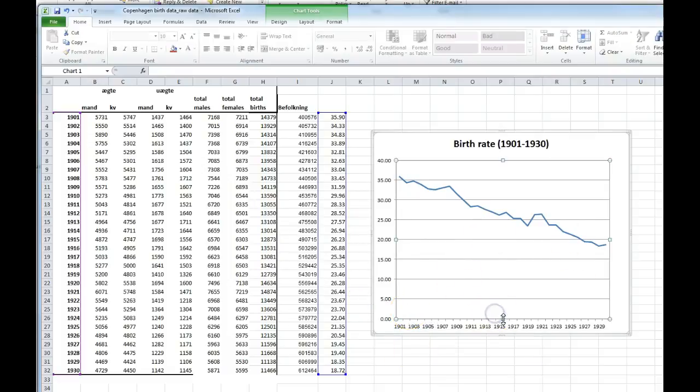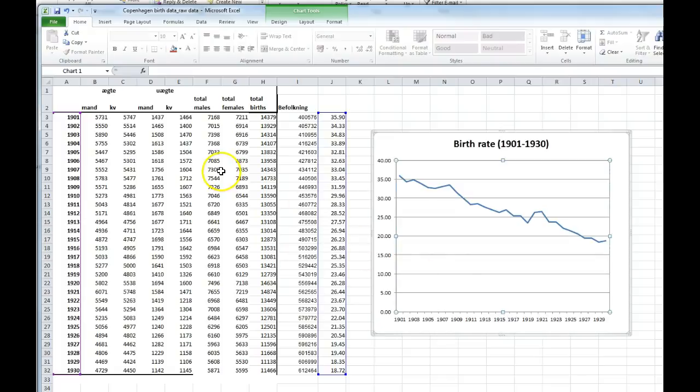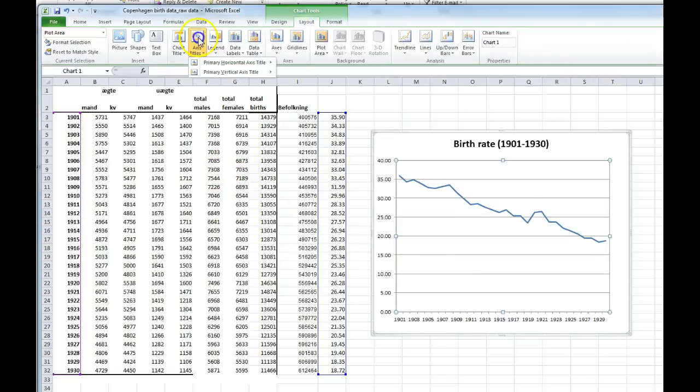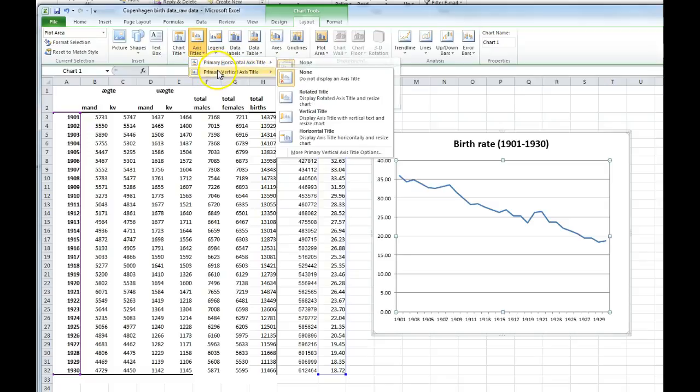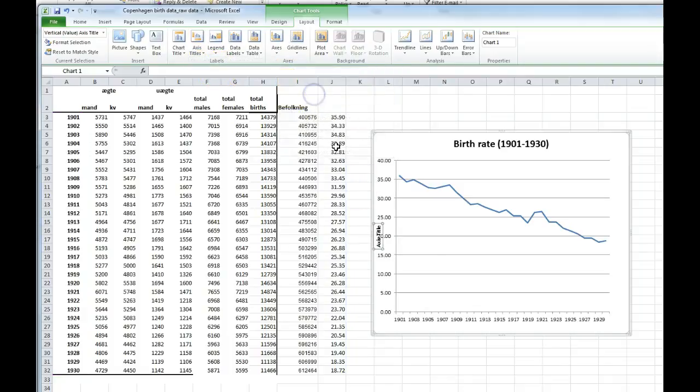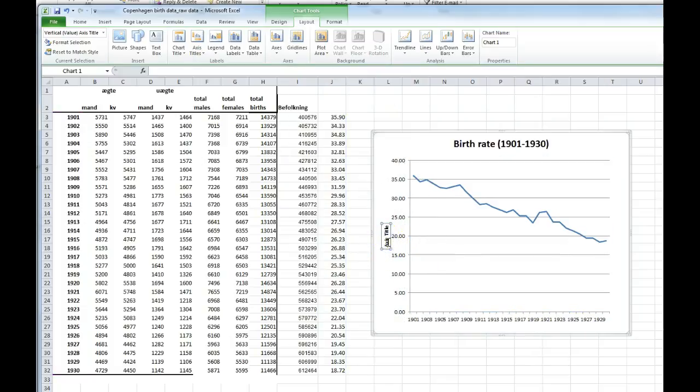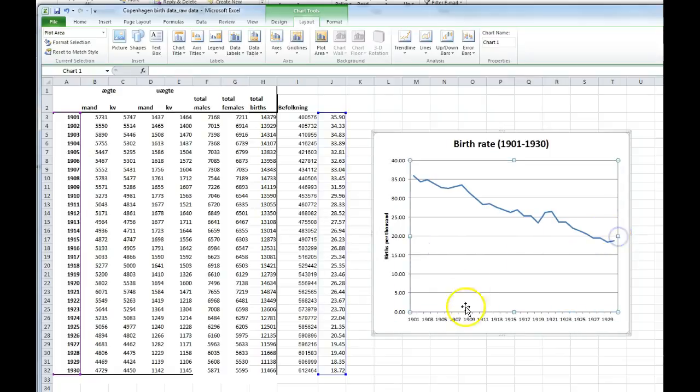But still, this doesn't comply with what I told you about graphs. So what I'm going to do is go and put something more on the axis. We're going to leave years because it's quite evident that it can only be the year in which births occurred. But what we need is actually the vertical axis because we don't know what these numbers are. So we just write births per 1,000. And now, everyone knows what it is that we have.